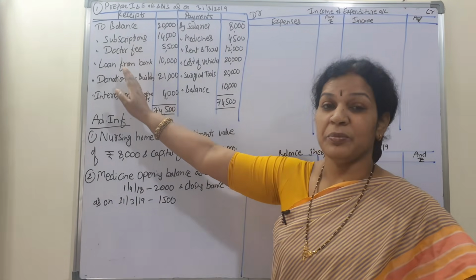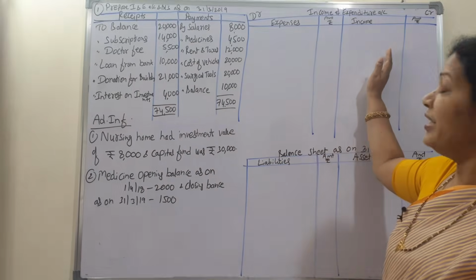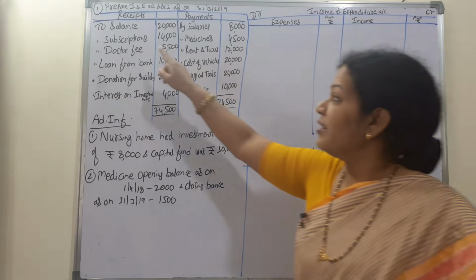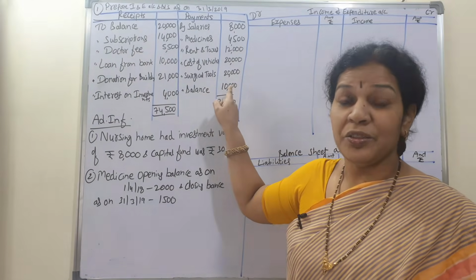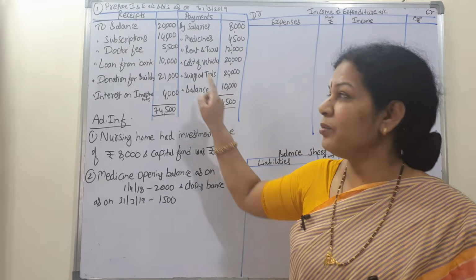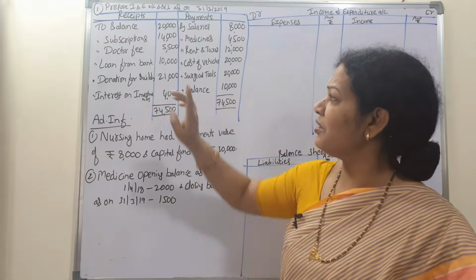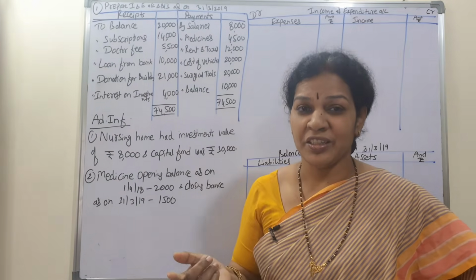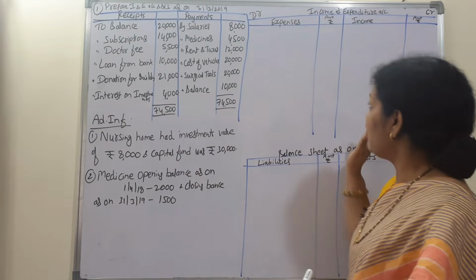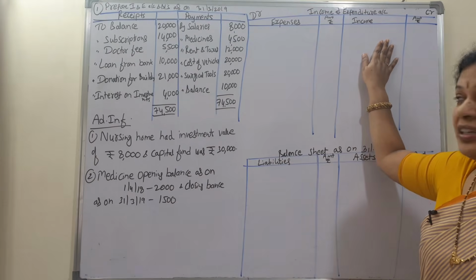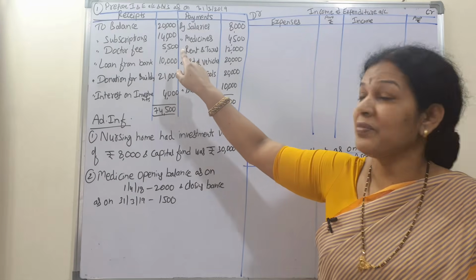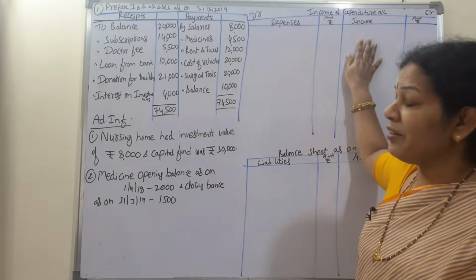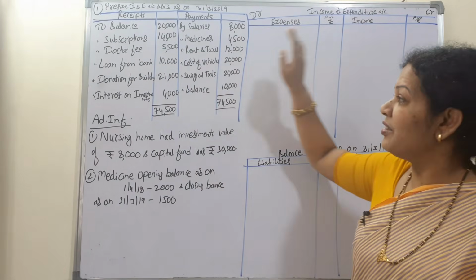Receipts will be entering into the incomes. Opening balance we don't want, we want only the closing balance in the balance sheet. Opening balance is not required, just don't touch it. Subscriptions is an income, so we will take it into the income and expenditure account credit side. Doctor fee is also income, so that will be on the credit side.